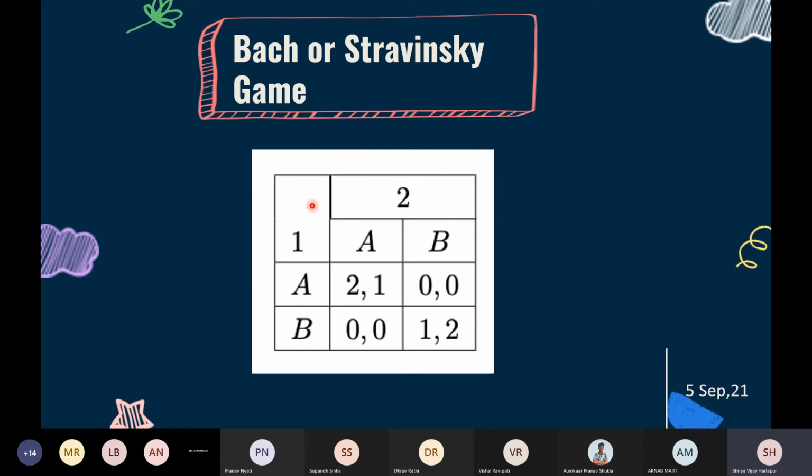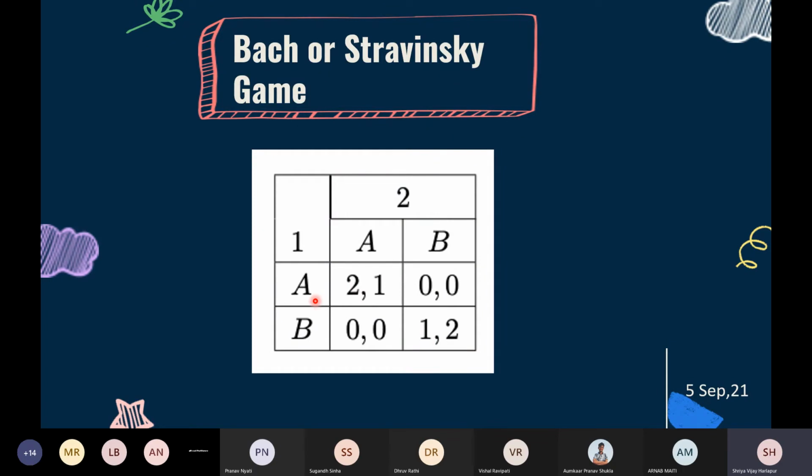So this is a game where there are two players, 1 and 2, and the strategies here, A and B, are activities that they could do together. So it's similar to an IISc MG Road example, where player 1 prefers to do activity A and player 2 prefers to do activity B, but they definitely want to spend time with each other.